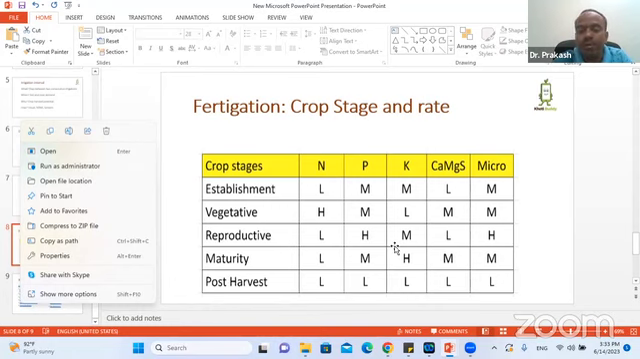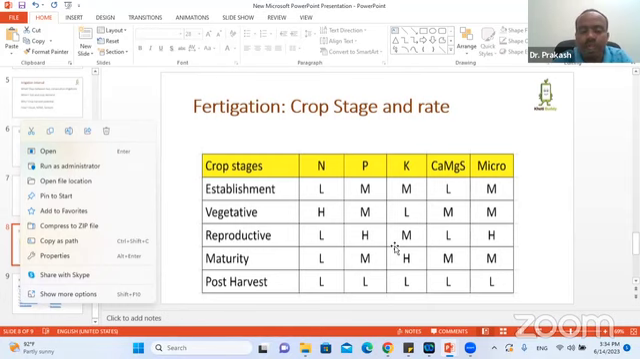And in post harvest, nitrogen requirement is low, phosphorus requirement is low, potash requirement is low, calcium nitrate requirement is also low, and calcium, magnesium, and micronutrients are also low. At that time in post harvest, after harvesting of the crop, plants are very exhausted. So the exhausted plant should be given nutrients through fertigation after harvest of the crop.